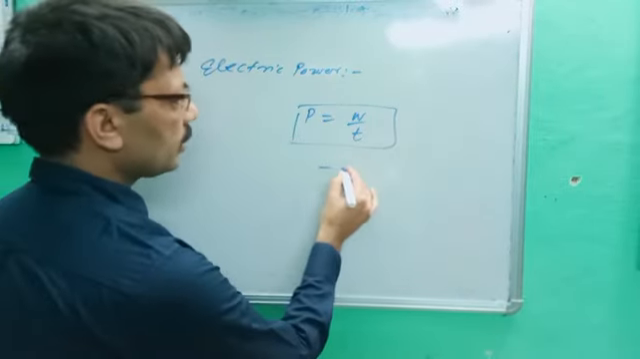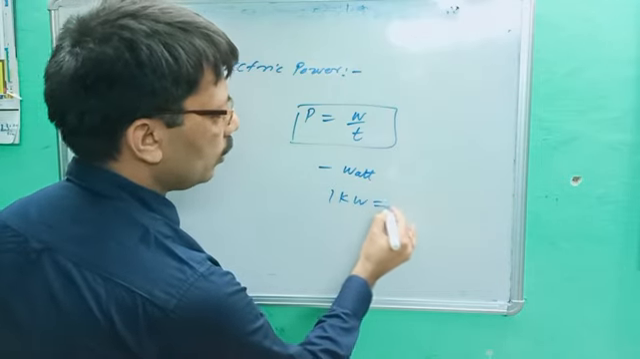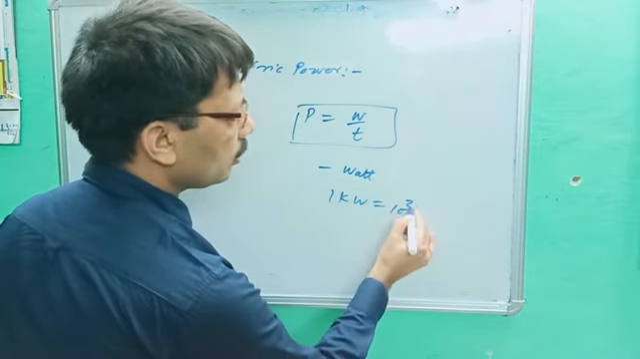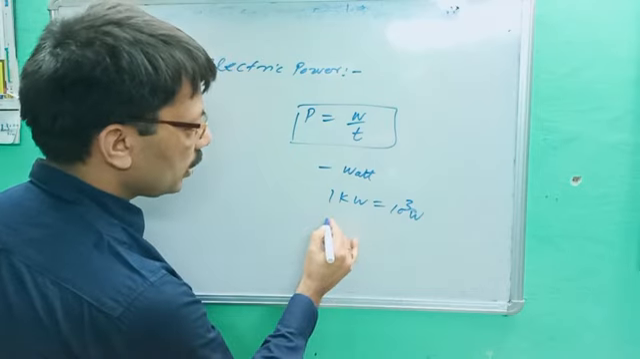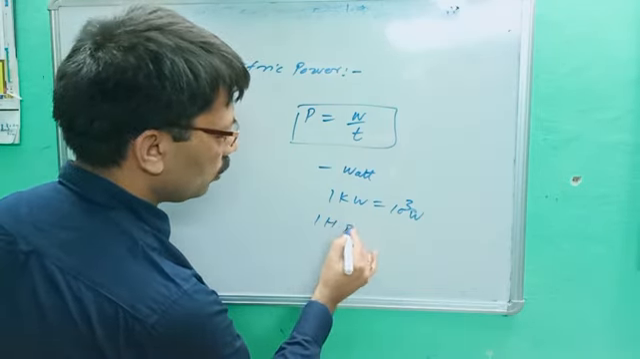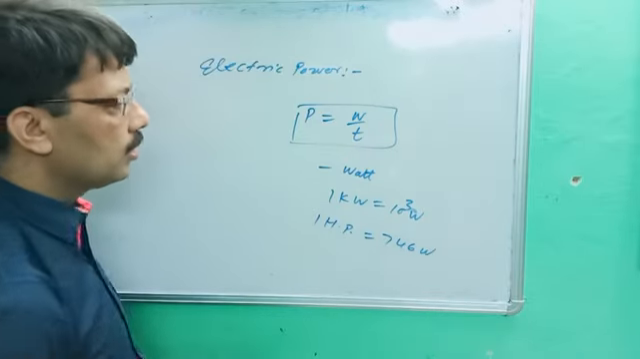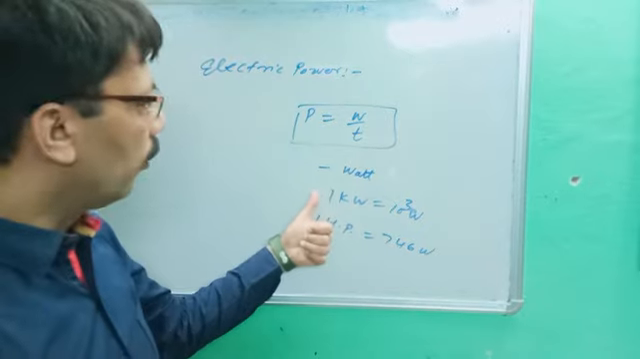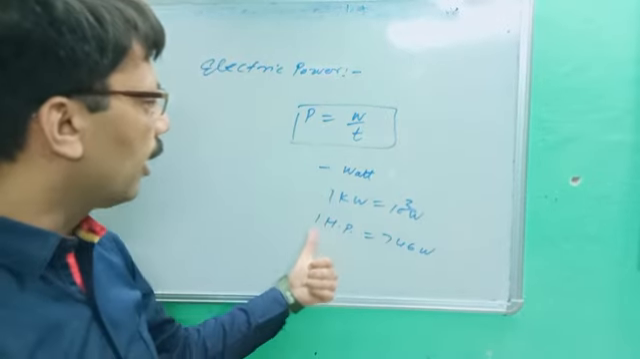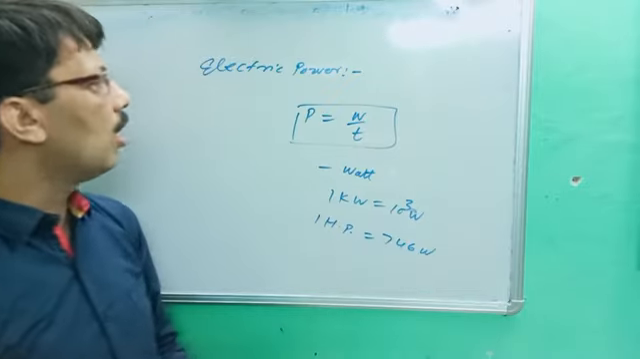Its SI unit is watt. 1 kilowatt is equal to 10 power 3 watt. Its commercial unit is horsepower. 1 horsepower is equal to 746 watt. These are some conversions. This is the introduction of electric power.